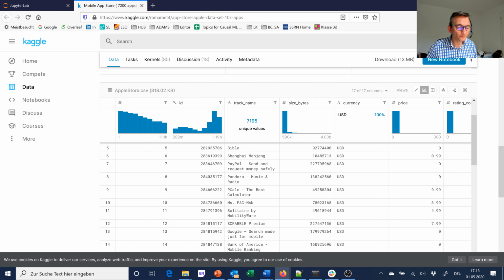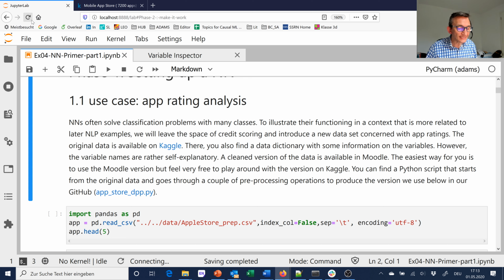However, as usual, you will find a version of the dataset also in Moodle in our download forum. So the easiest way would be to get it from Moodle. And the version on Moodle is different from that one. I went through a bit of data preparation. If you're keen, a good exercise might be to download the data from Kaggle and then have a look at this little Python script, which you also find in our GitHub repository, which basically does the data preparation. It's not a great deal, really.